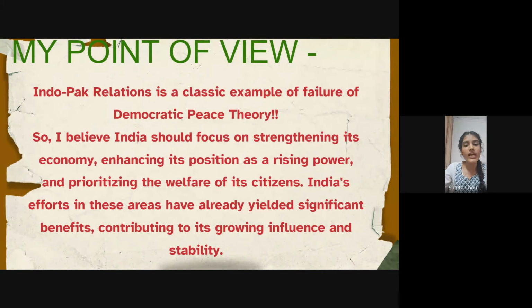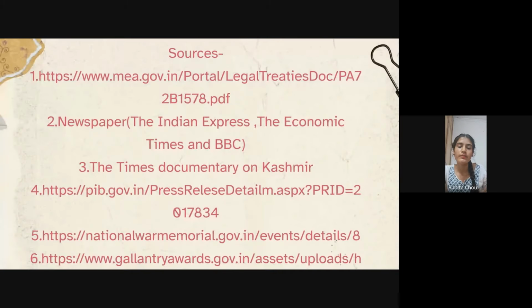So I believe India should focus on strengthening its economy, enhancing its position as a rising power, and prioritizing the welfare of its citizens. India's efforts in these areas have already yielded significant benefits, contributing to its growing influence and stability. And India doesn't need Pakistan, but Pakistan surely needs India, as we are seeing Pakistan's condition right now. So that's my side, and these are the sources I took help from. Thank you.